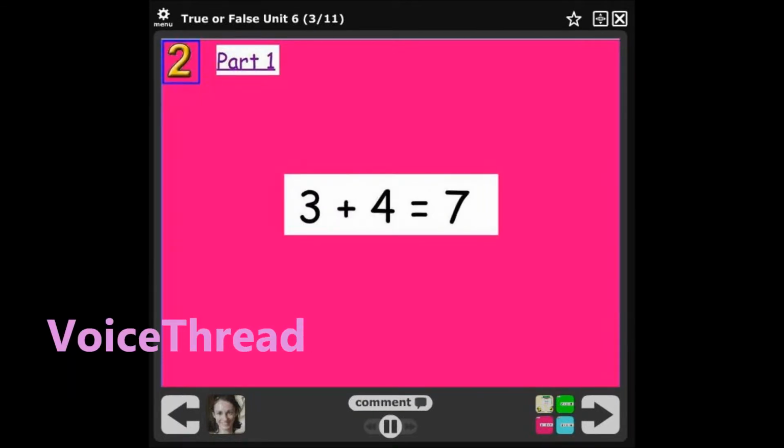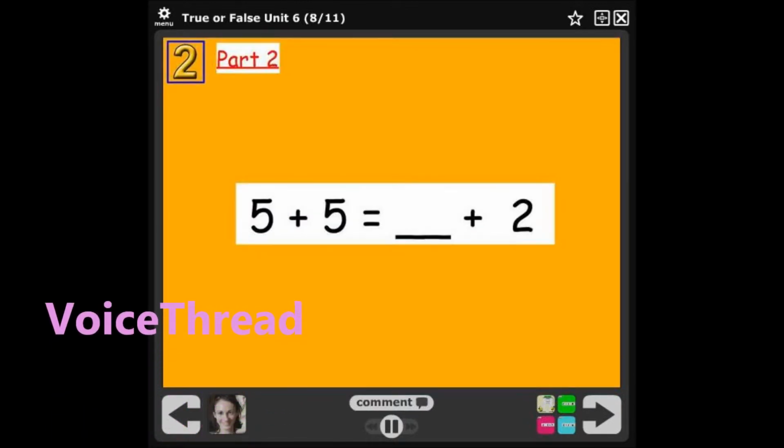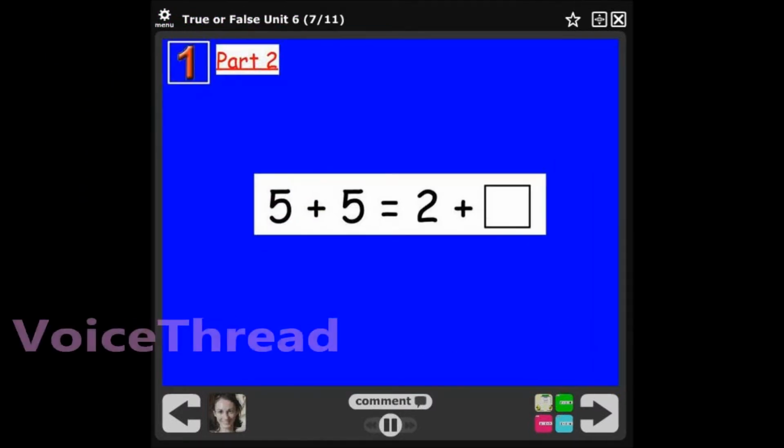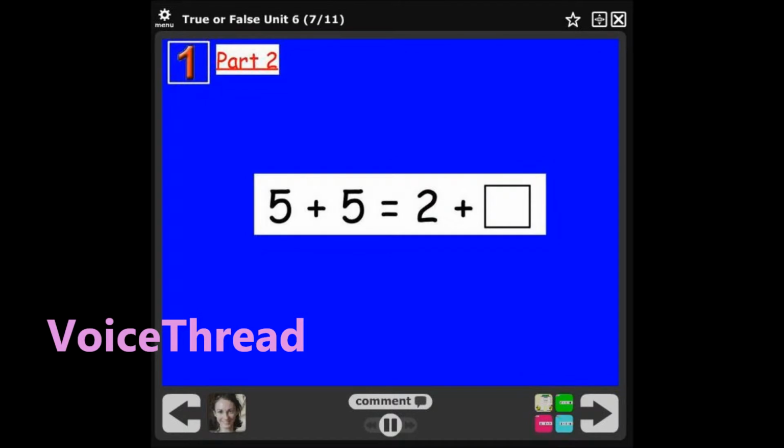In the voice thread, students record their voice to say if an equation is true or false and why, as well as complete equations and share how they did it. After the students record and comment on each other's thoughts, they are prepared to discuss it in the whole group, using the flip chart as a resource.